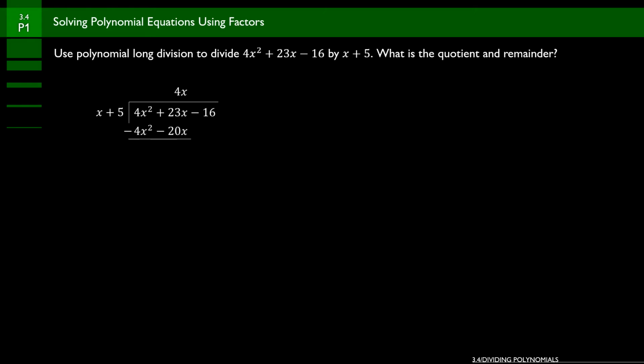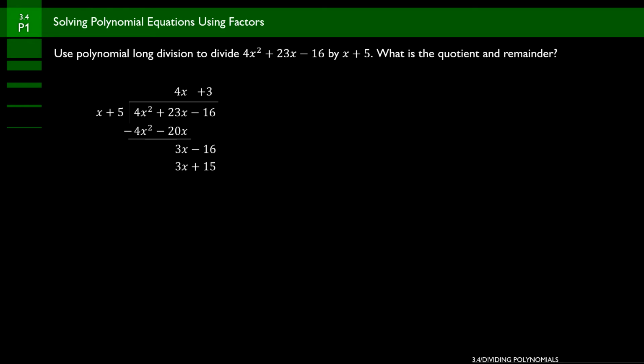So if we've done this correctly, the first terms should cancel out. So 4x squared minus 4x squared gives us 0x squared. So we just don't even bother writing it. 23x minus 20x gives us 3x. Bring down the negative 16. So you've got 3x minus 16. So the next thing we need to do is figure out, how do we make that x in the divisor into the 3x that we have remaining here? Well, that means we would multiply the x by 3. So now we get 3x plus 15.